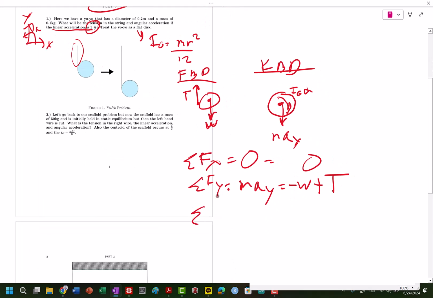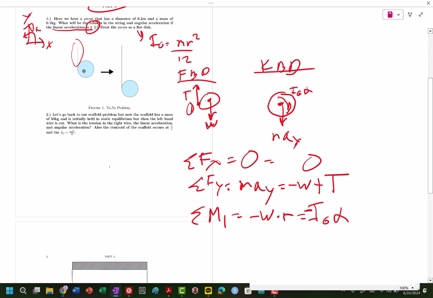Now let's do the sum of the moments about 1, and I'm going to call 1 this location here. In terms of the forces, there's only one. It's going to be minus w times our radius. Excellent. So that's going to be applied there. It's going to be equal to the sum of the kinetic moments. The kinetic moments is going to be Ig alpha minus, because again, we're going clockwise.